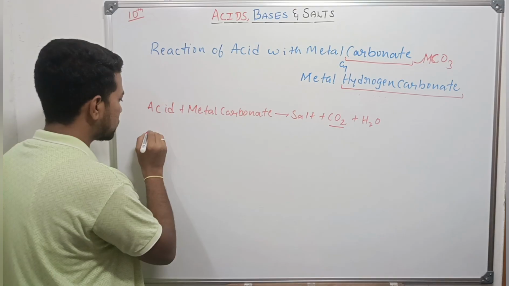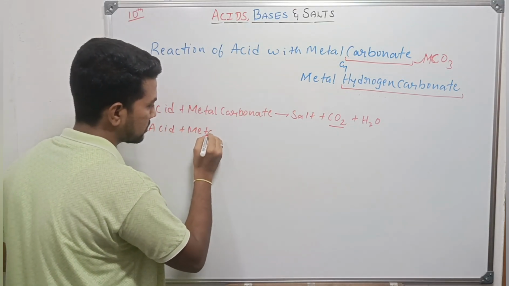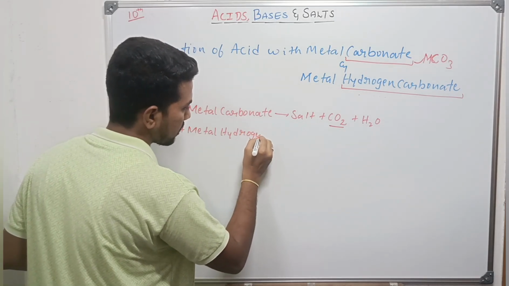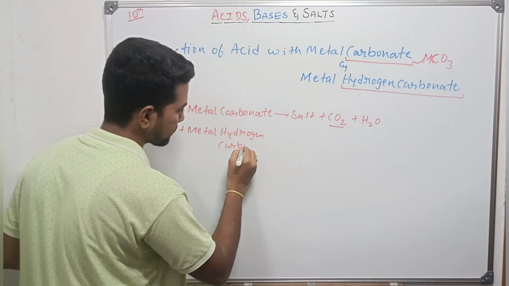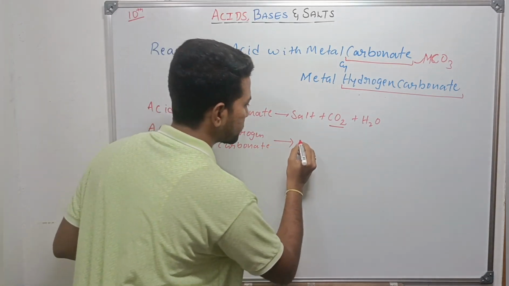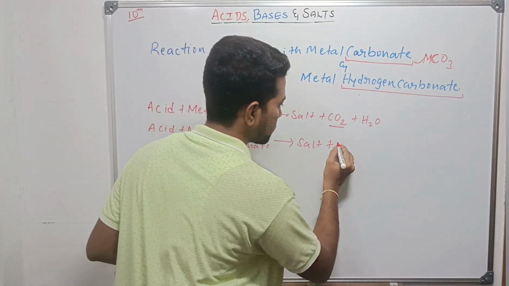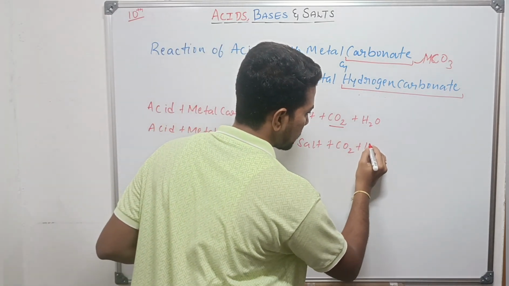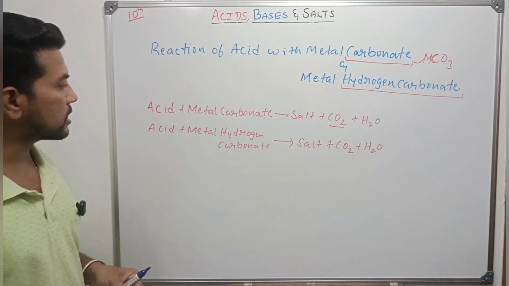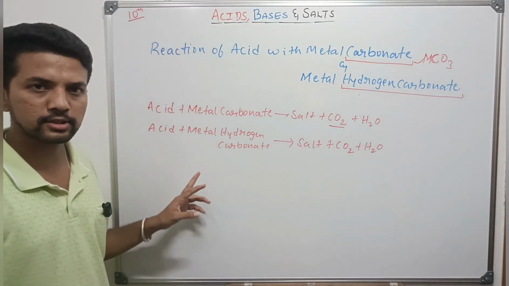So in the same manner, whenever the acids react with metal hydrogen carbonate, here also formation of corresponding salt along with the evolution of carbon dioxide gas and formation of water molecules takes place. This is the general reaction regarding the reaction of acids with metal carbonate and metal hydrogen carbonate.